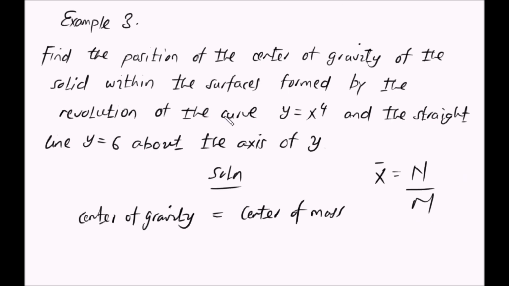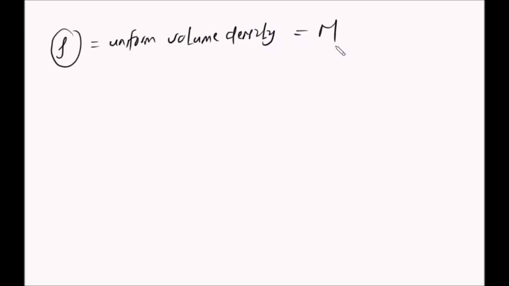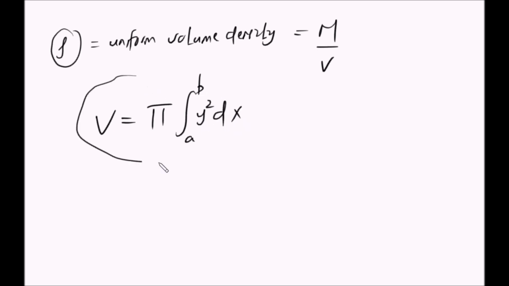Okay, sasa kwa hizi hapa tukasema density inayotumika hapa inaitwa uniform volume density, ambayo tulisema sana mass over volume. Sasa volume ya a figure of revolution tulisemaga ni sana pi we integrate from a to b y square dx. Hii ndo formula. Hata hivyo hatutatumia hii formula. Kwa nini?